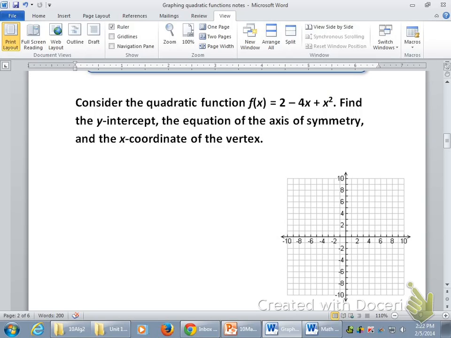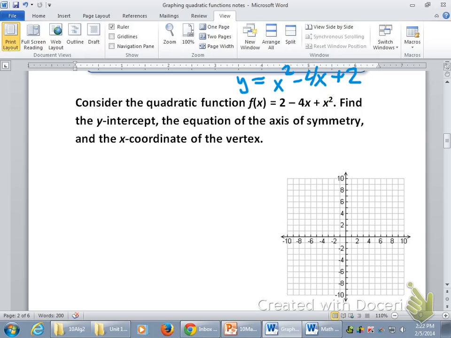First thing I notice, what's different about the equation that they gave me? It's switched around. Can I rearrange that if I want to? Sure can. I'm going to rearrange it to x squared minus 4x plus 2. Make sure you keep the sign of the number that was in front of it. And I'm going to use y equals instead of f of x. It's the same thing.